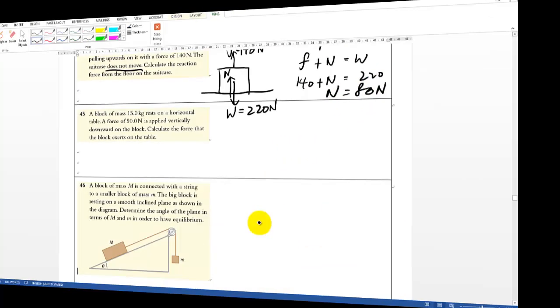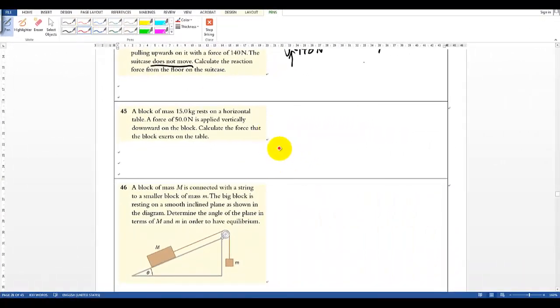Next question, question 45. Okay, it said there is a table, there is a block, and the mass is 15, so there is a weight, and let's just take g as 10, so that will be 150 Newton. I skip some steps. You can express it by yourself: W equals to mg, etc. On the horizontal table, a force of 50 Newton is applied vertically down, so it's something like pressing it down by 50 Newton. So I draw a little bit shorter just to obey the scale, and calculate the force that the block exerts onto the table.